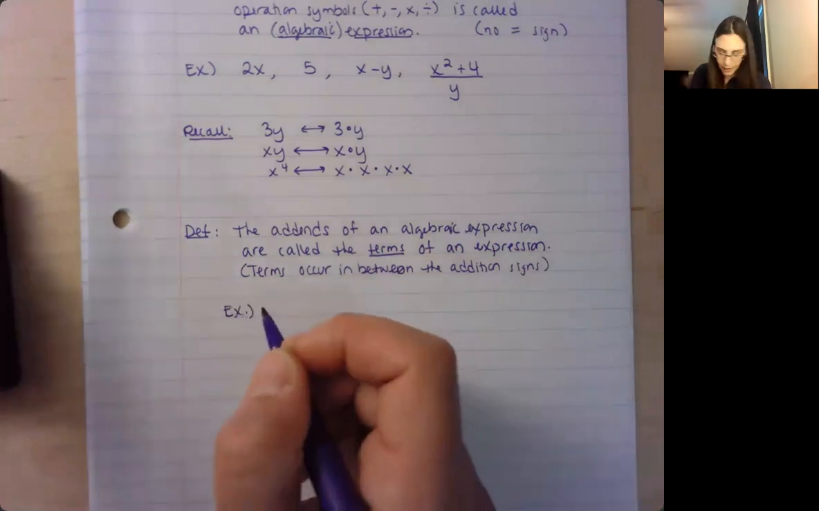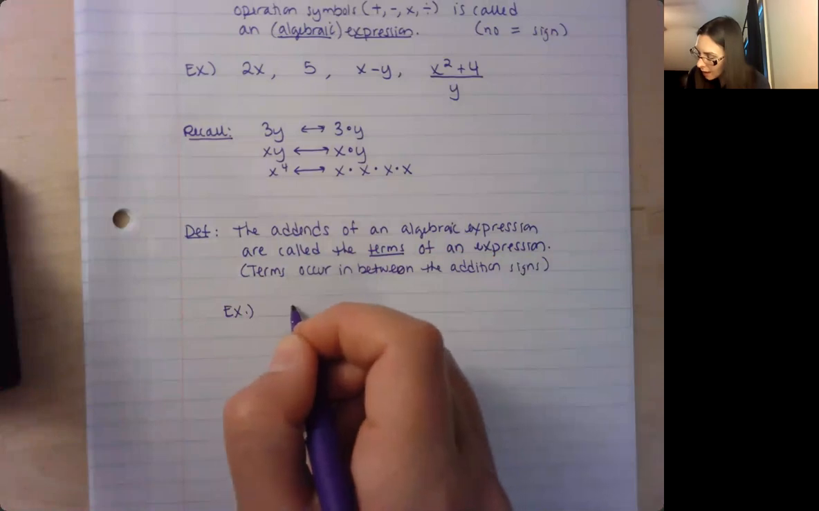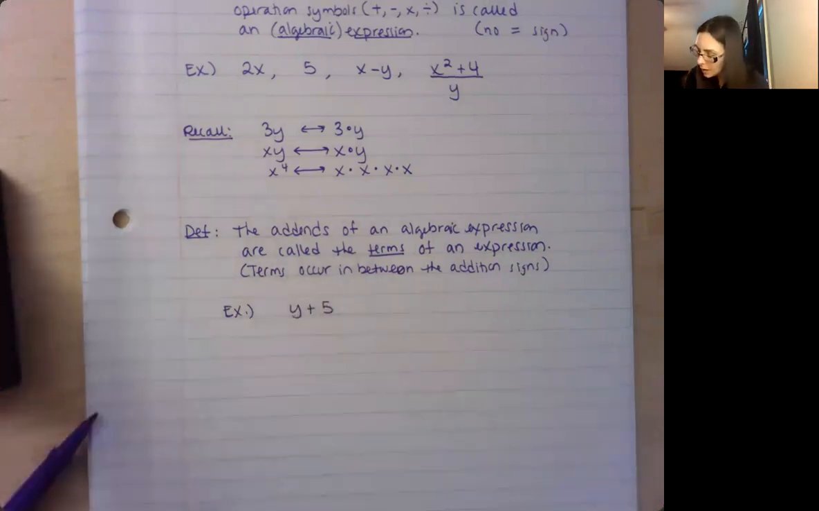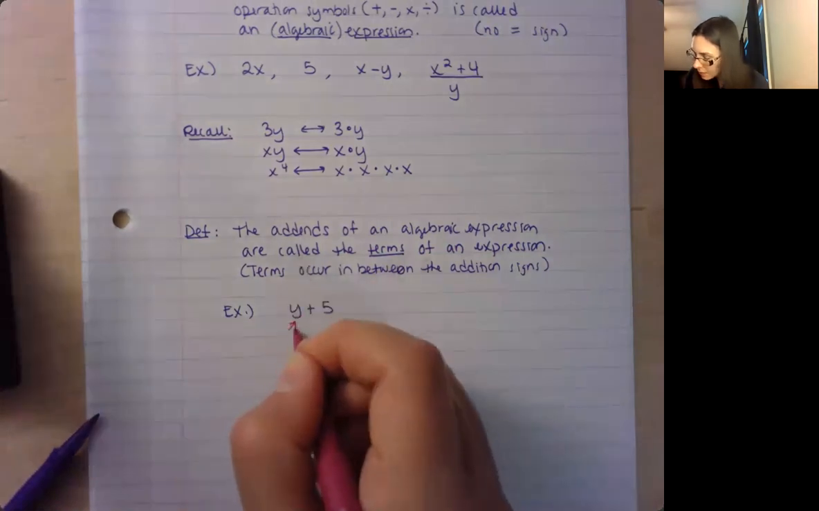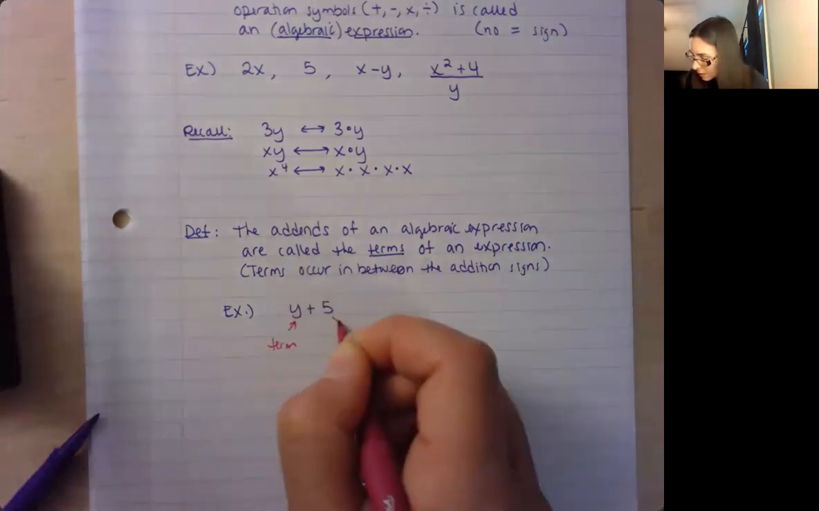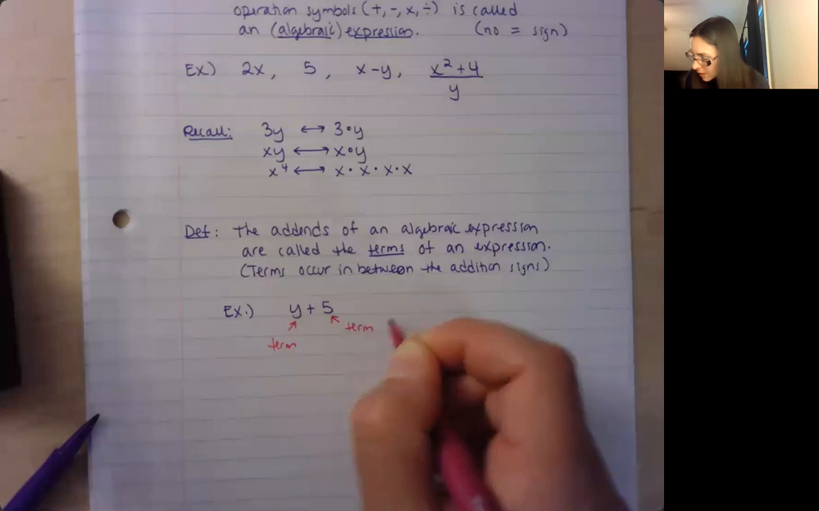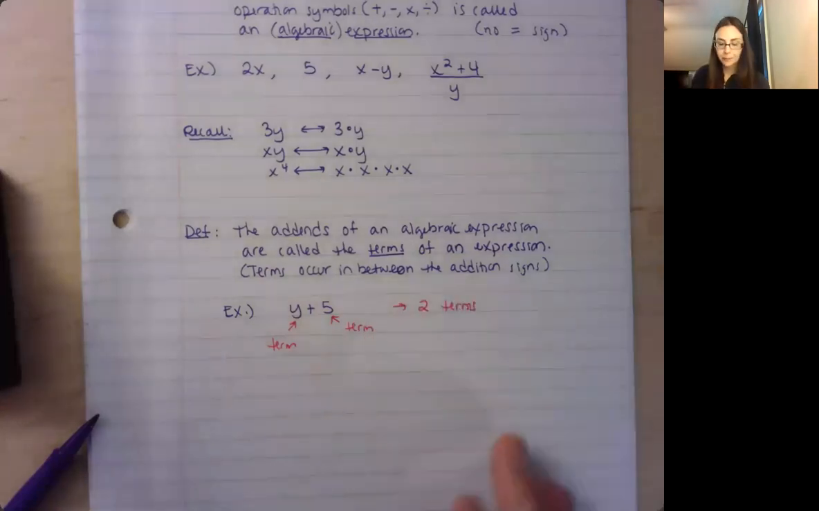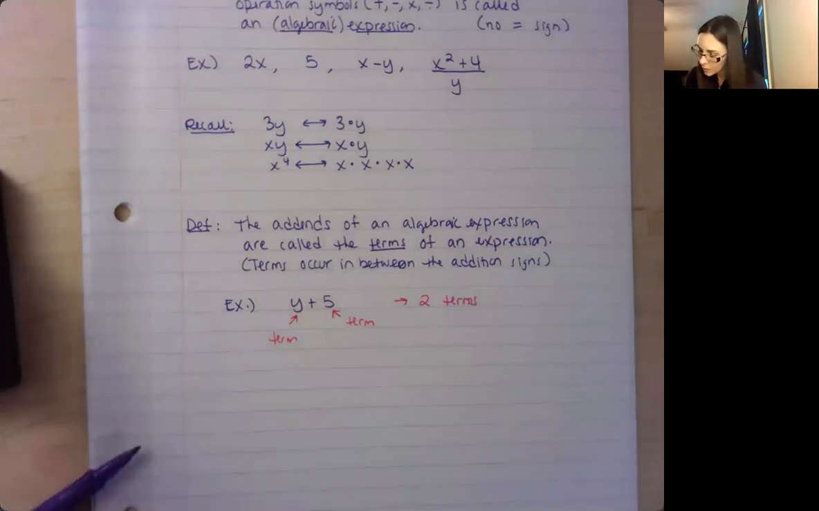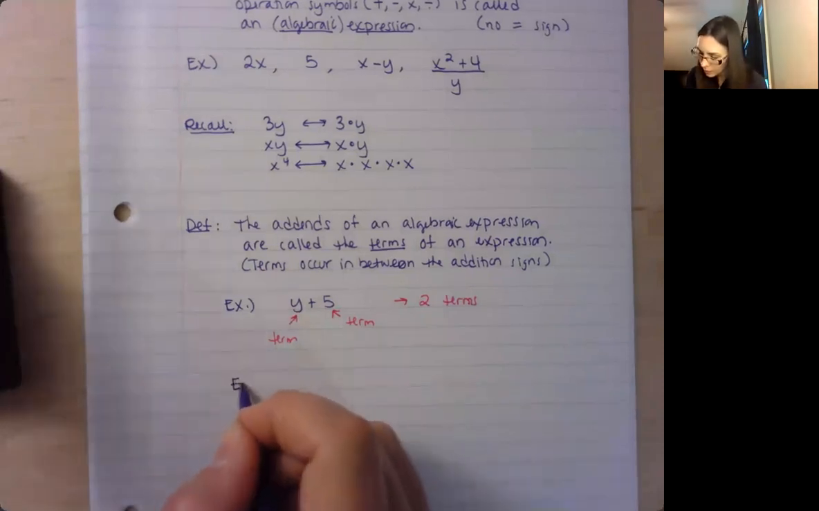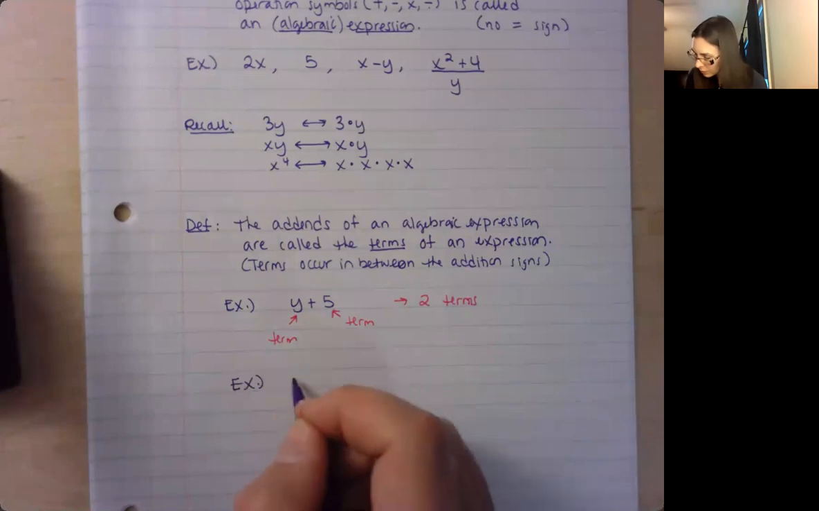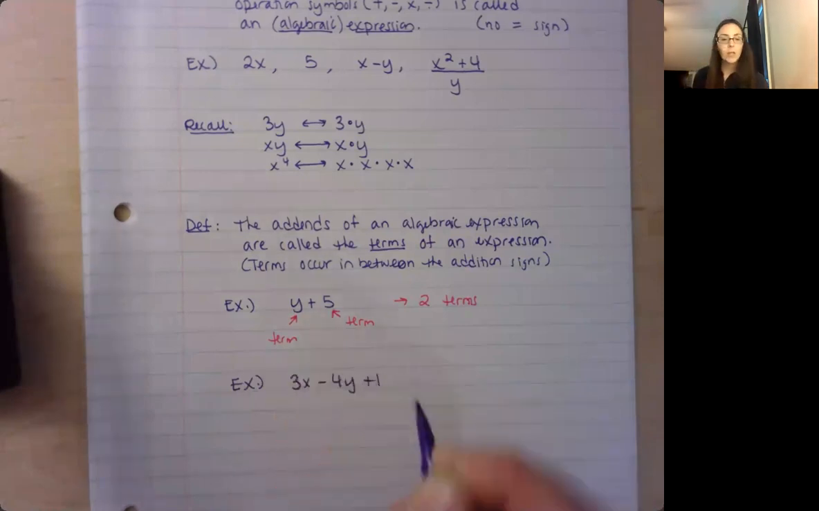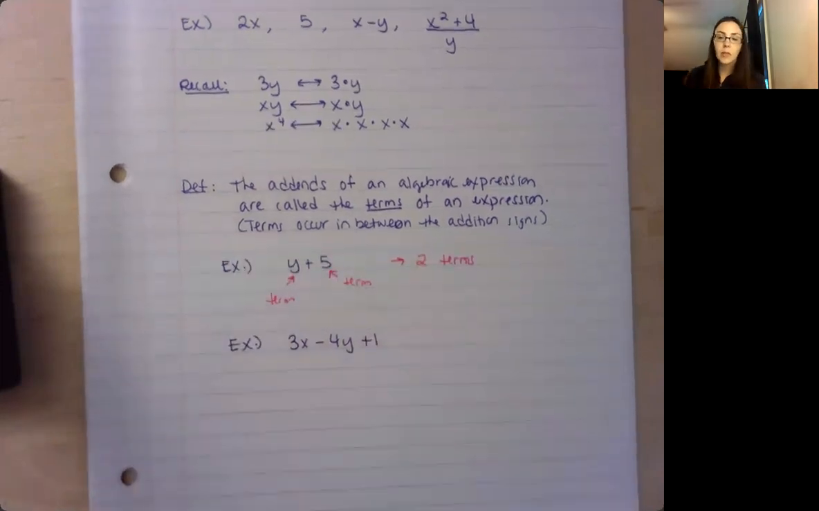let's say we have the expression y plus 5. This is a term, and this is a term. So we say that this has two terms altogether. So 3x minus 4y plus 1.